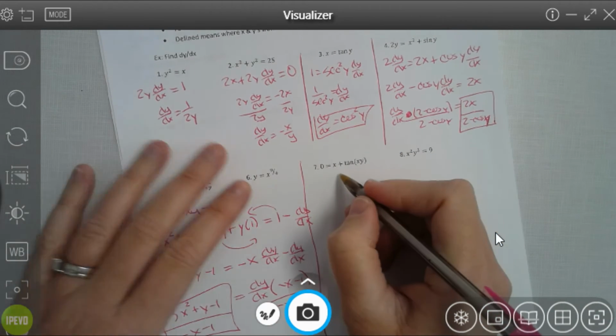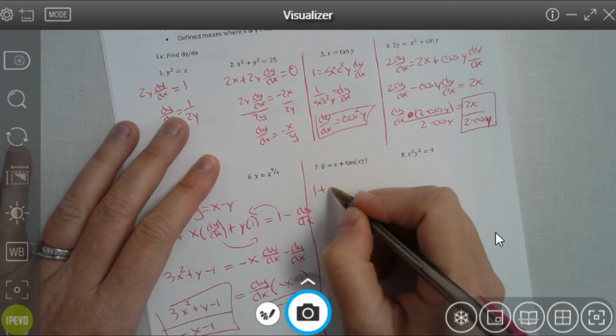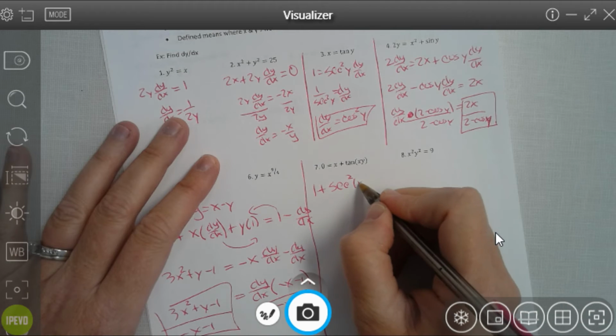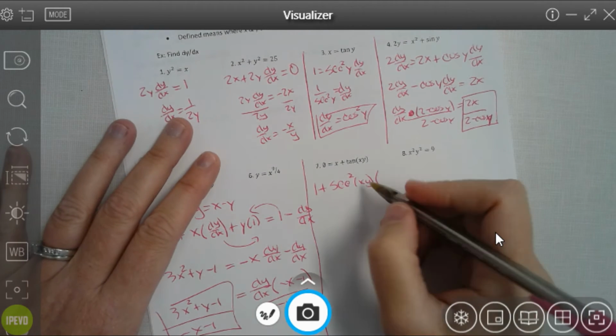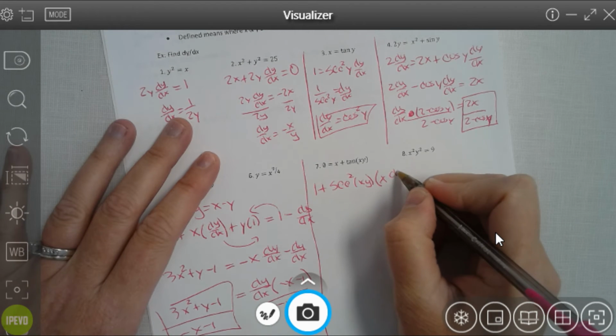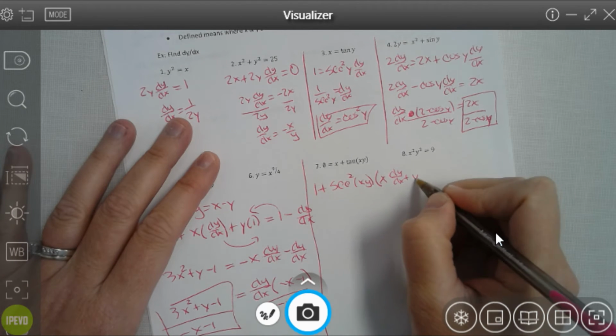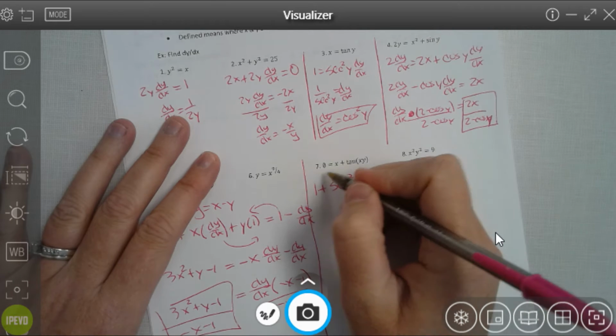I'm going to show one like number 7 here. So take the derivative of this, it's a 1 plus the derivative of this would be a secant squared of xy times the derivative of that. So that's the chain rule right there. Then the product rule: leave the first alone times the derivative of the second plus second alone times the derivative of the first. All this equals 0 on that side.